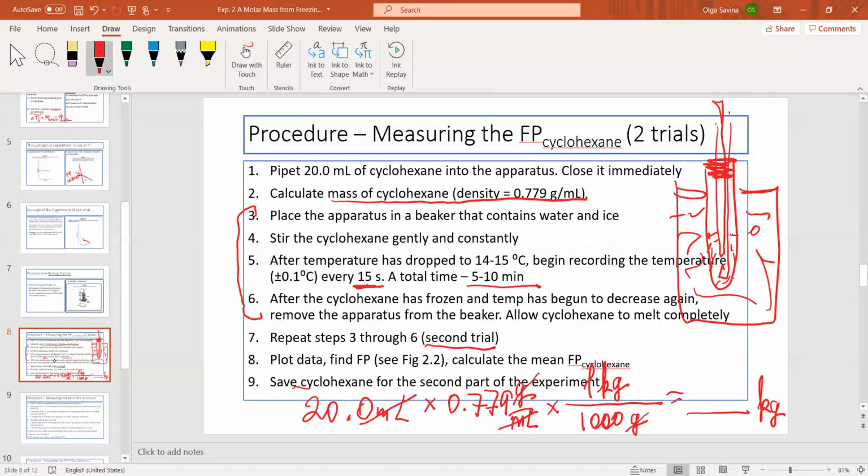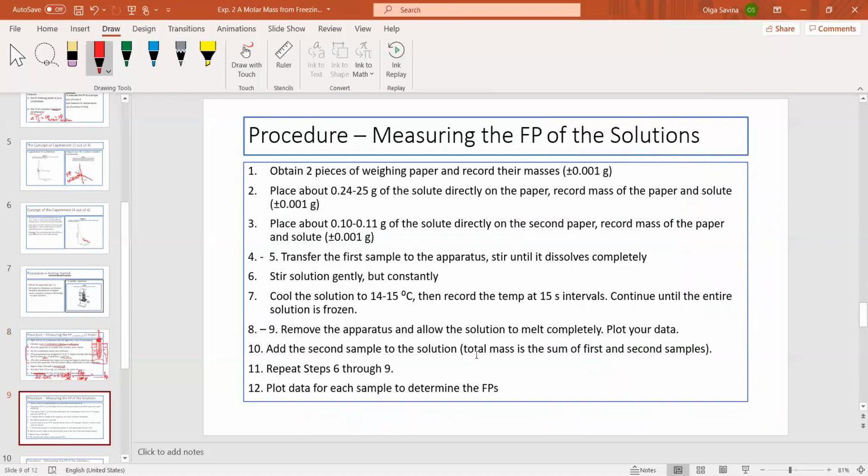We have to use the same cyclohexane for the second part of the experiment, so we don't have to pour it out of the test tube. For the second part, we will measure the freezing point of solutions, and we will do 2 trials. First, we will obtain 2 pieces of weighing paper and record their masses to the nearest plus or minus 0.001 gram. Then, for the first sample, we will place about 0.25 grams of the solute directly on the paper and record the mass of the paper and solute. It's going to be our first sample.